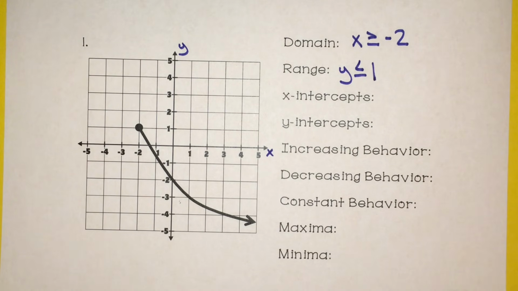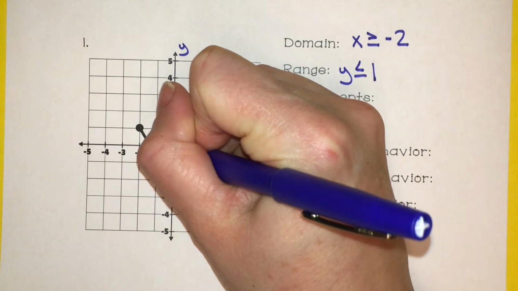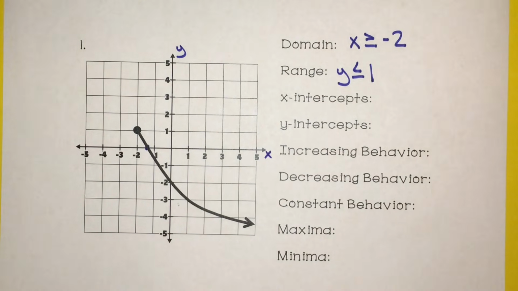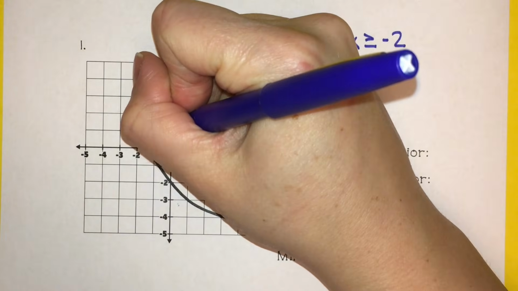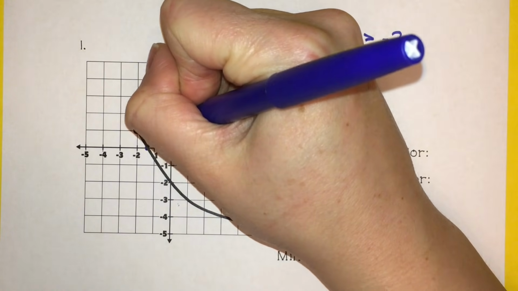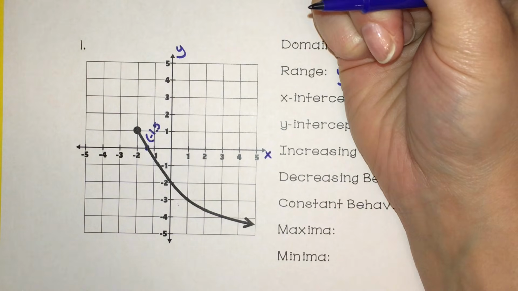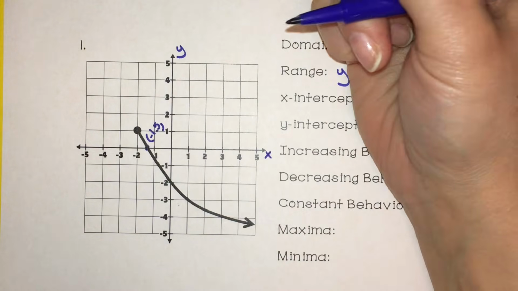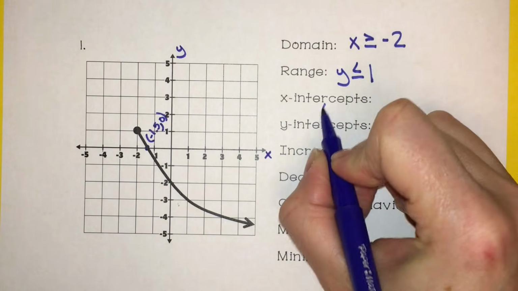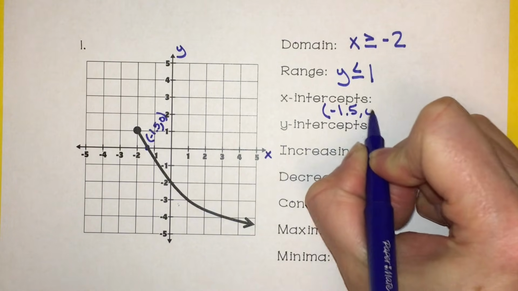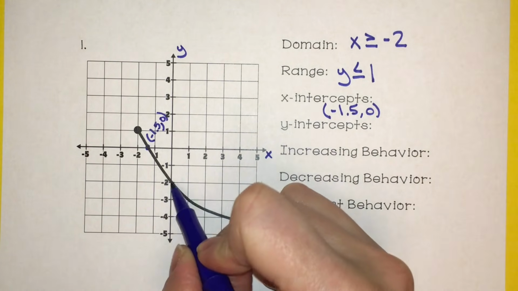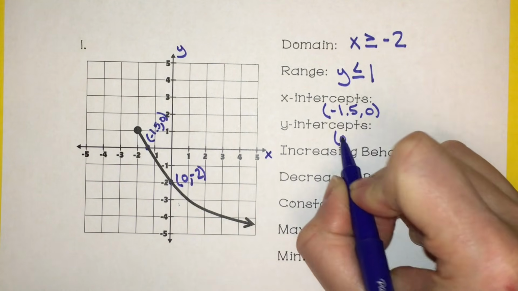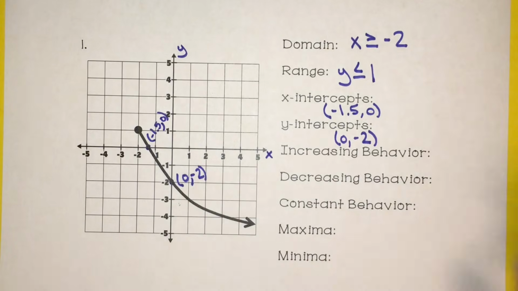All right, x-intercept. It goes through our x-axis about right here. So this is approximately, if your decimal's off by just a little bit, that'll be fine. So I'm going to say approximately -1.5. You might have said -1.4. Either works, because we're approximating, since it's not perfect on this one. -1.5, 0. And y-intercept. It goes through at 0, -2. All right, increasing behavior, there is none.